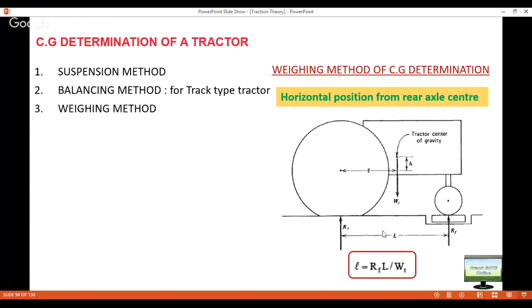So this is the basic equation. This is very simple. The horizontal position of center of gravity is very simple to determine, and it can be determined like this. Okay guys, I hope you understood this.